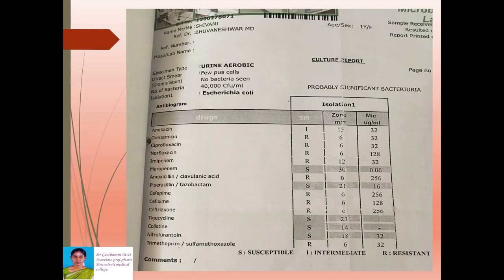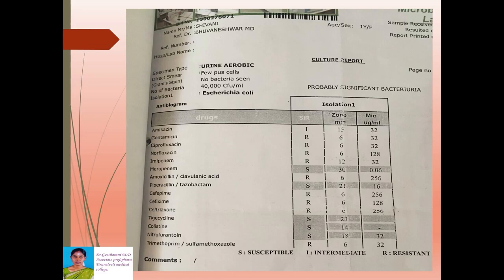So these drugs were tested, and it was found to be sensitive only to meropenem, pip-taz, that is piperacillin-tazobactam, tigecycline, colistin, and nitrofurantoin. For all others, it was reported as resistant. So the baby was given Septron.